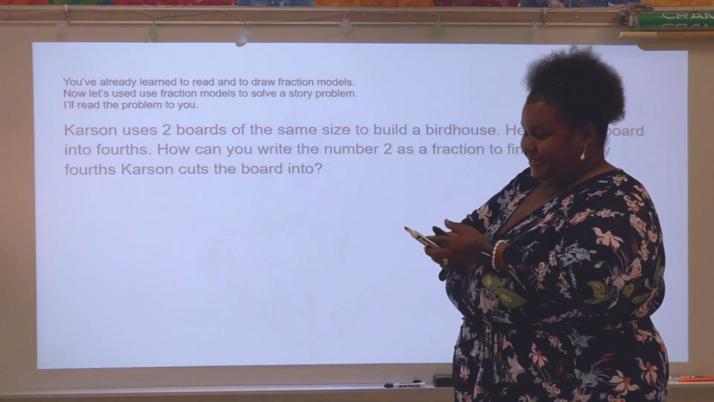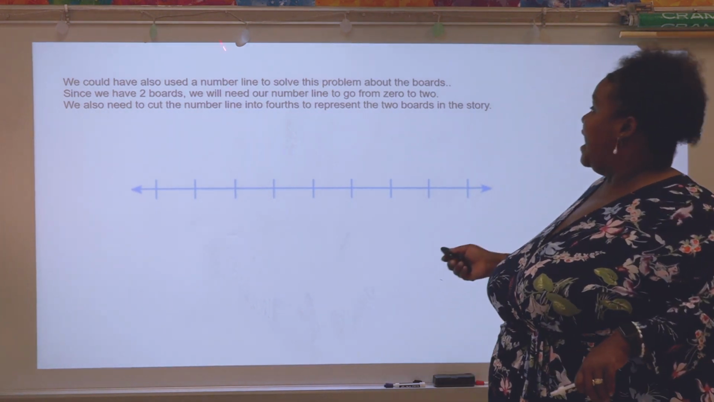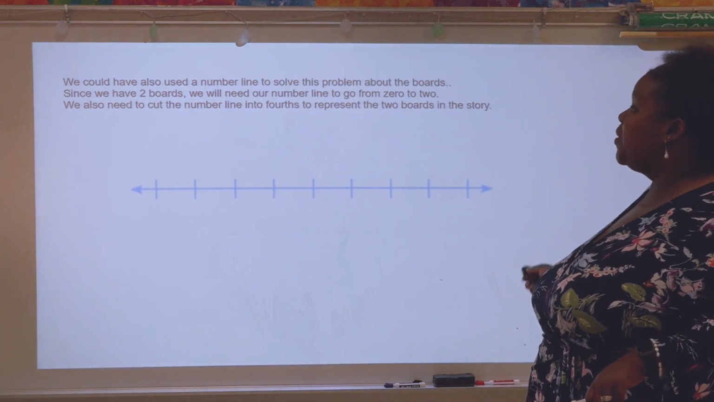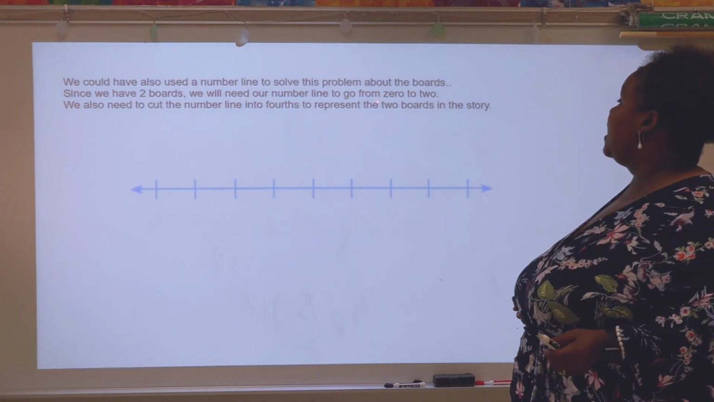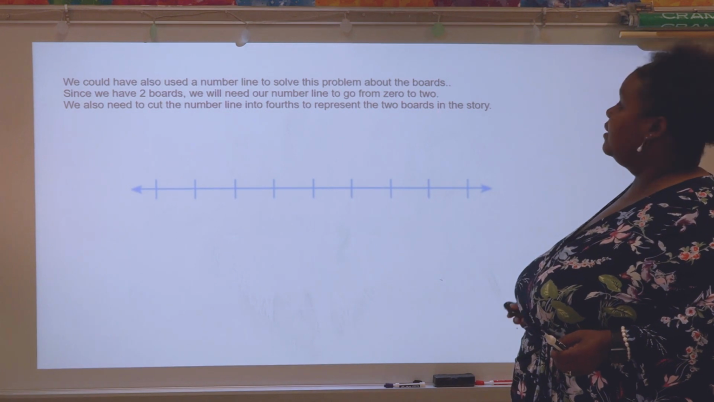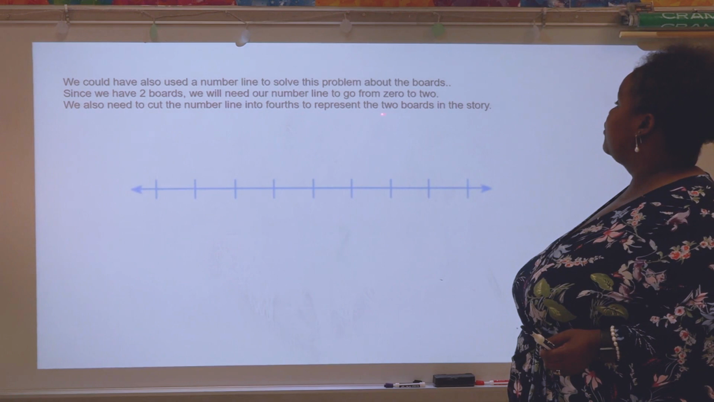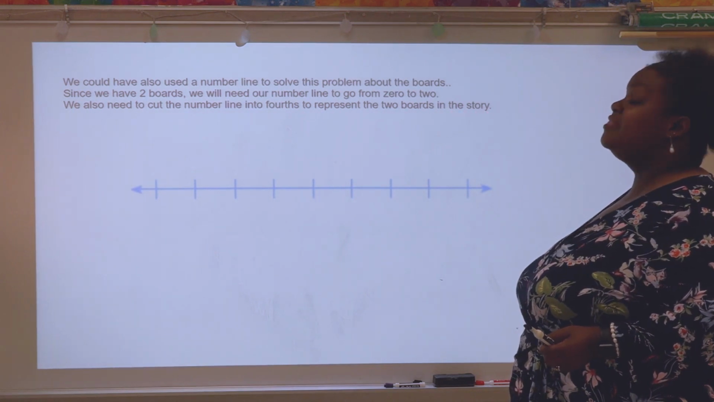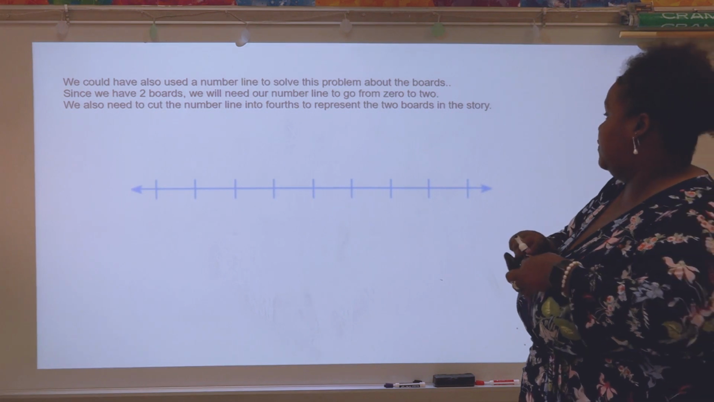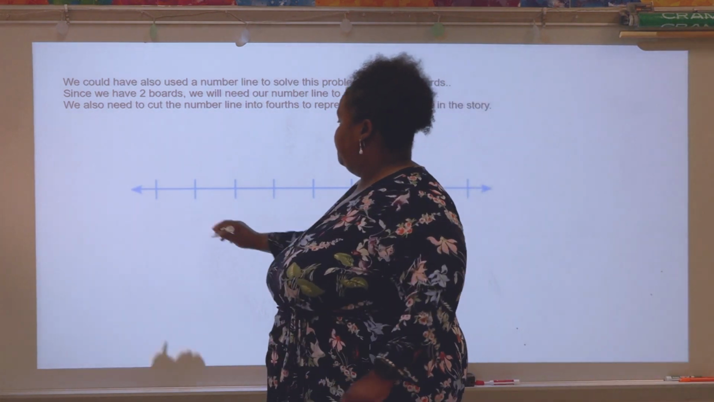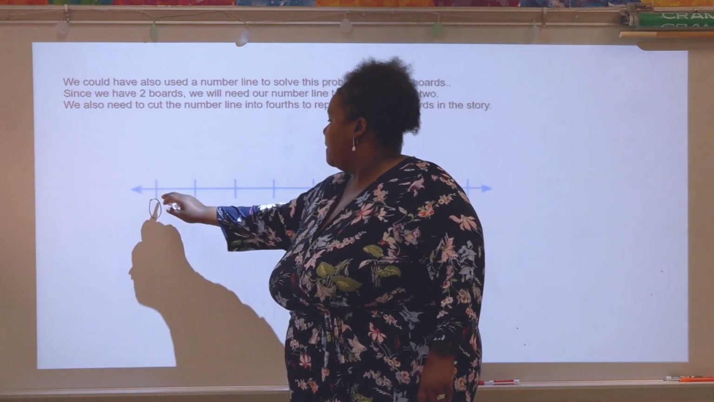Let's keep going. You could also use a number line to solve this problem about the boards. Since we have 2 boards, we will need our number line to go from 0 to 2. We also need to cut the number line into fours to represent the 2 boards in the story. So it said I need to cut it into fours.